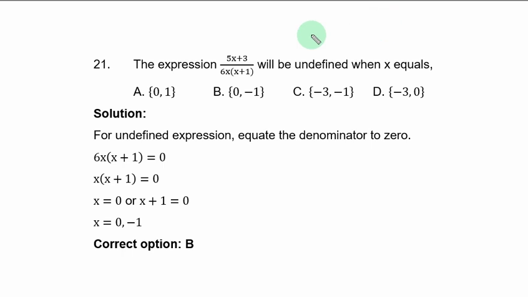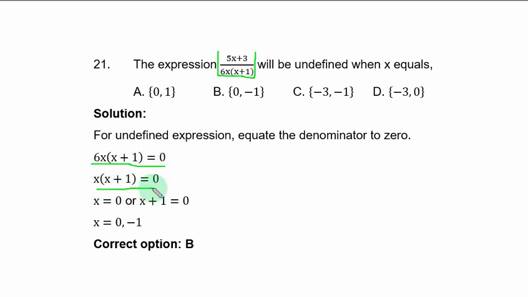Question 21. The expression (5s + 3) over 6s(s + 1) will be undefined when s equals dash. For an undefined expression, you equate the denominator to 0. So you have 6s(s + 1) = 0. Divide through by 6, you have this result.